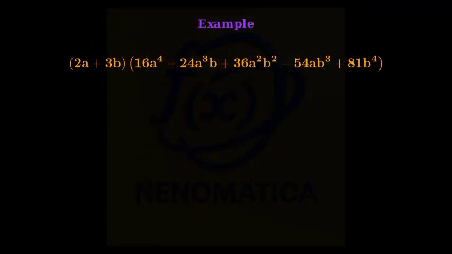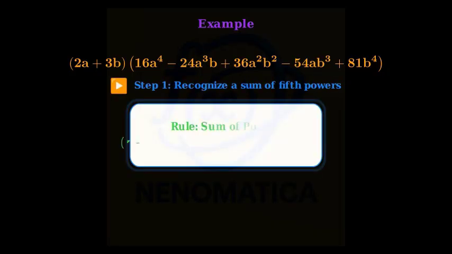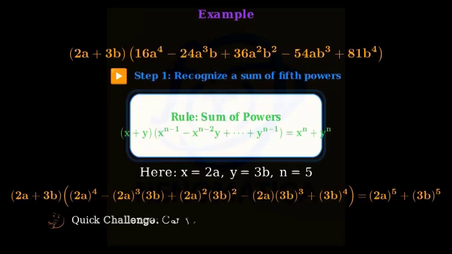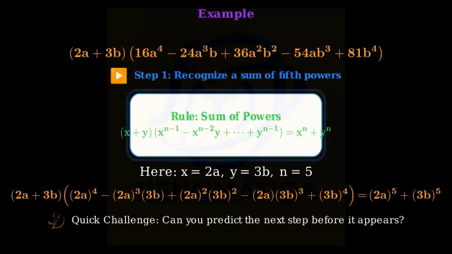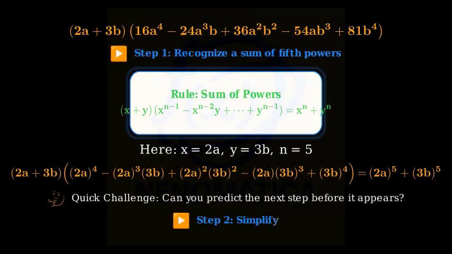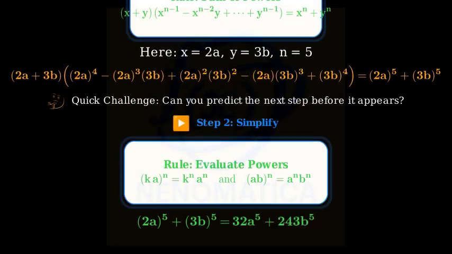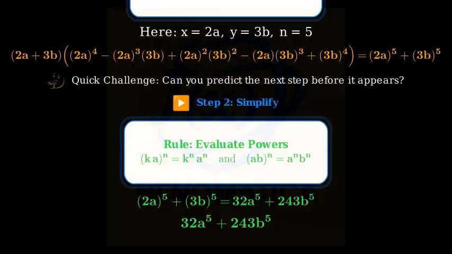Factor the expression exactly as written, then simplify. We start by recognizing the structure. Step 1. Recognize a sum of fifth powers. We use the sum of powers rule. Then identify x equals 2a, y equals 3b, and n equals 5. Step 2. Simplify by evaluating the powers and coefficients. 2a to the fifth is 32a to the fifth. 3b to the fifth is 243b to the fifth.